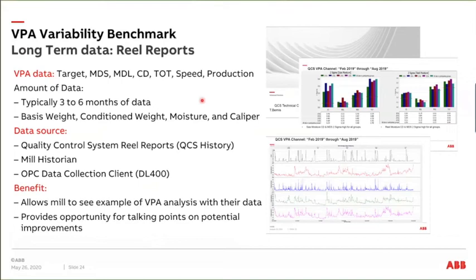The data source doesn't necessarily have to be our ABB QCS. As long as you have a QCS that's calculating some type of VPA values, we typically can take those. They may be in a mill historian, they may be with OPC data collection, but there's some data source for those. And then the benefit, hopefully you see the benefit, is what we've been showing: understanding where you are versus the goal, and where your trends go. That's why we look at 3 to 6 months of data, to see if there are potential step outs or anything that occurred. It really provides opportunities for talking points for potential improvements, which is the important part.